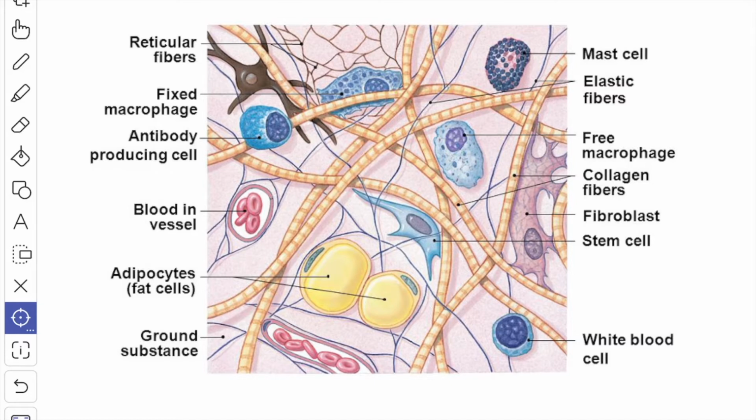With the electron microscope, each collagen fiber is seen to be made up of fibrils that are about 20 to 200 nanometer in diameter. Each fibril consists of a number of microfibrils that are about 3.5 nanometer in diameter. At high magnification of the electron microscope, each fibril shows a characteristic cross striation or periodicity at every 67 nanometer interval.